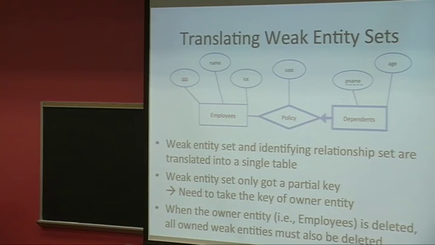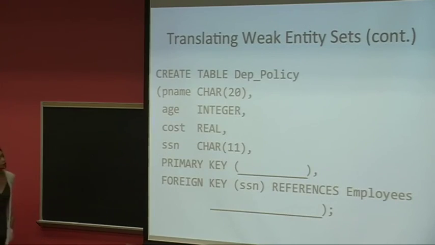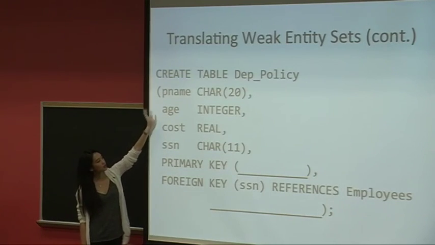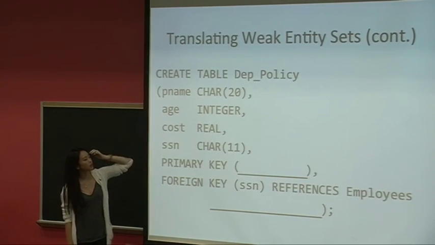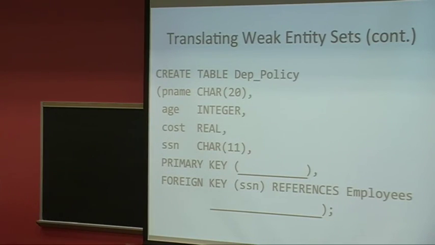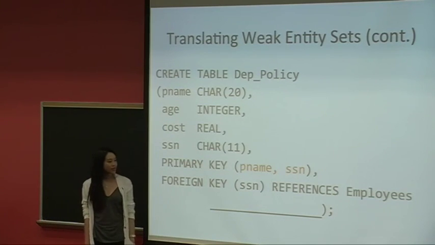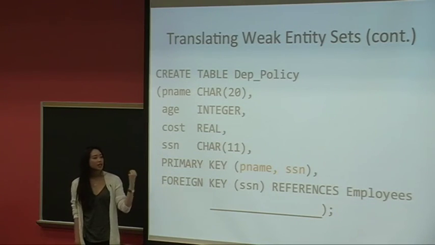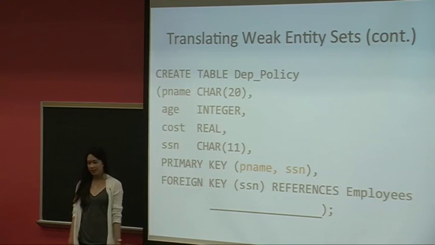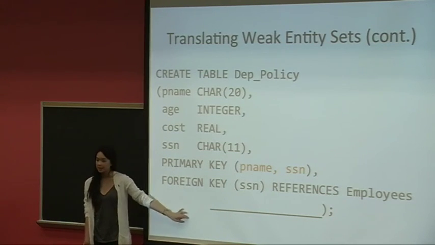So how would you translate that? Let's say we want to do the dependent and policy table. We have a dependent name, dependent age, the cost of the policy, and the SSN of the identifying owner. What are the primary keys? SSN and P name. For the foreign key SSN referencing the employees, we said earlier that if the identifying owner is deleted from the employee table, then the weak entity should also be deleted as well. So this is ON DELETE CASCADE.